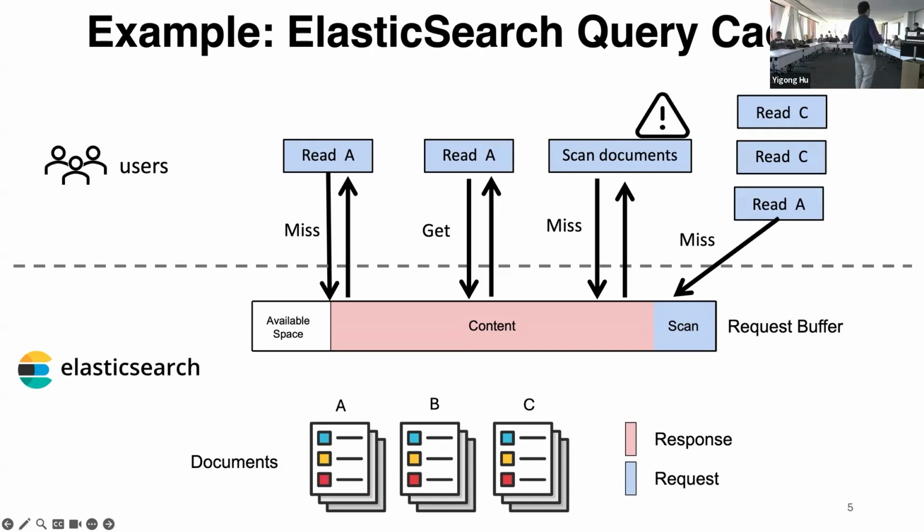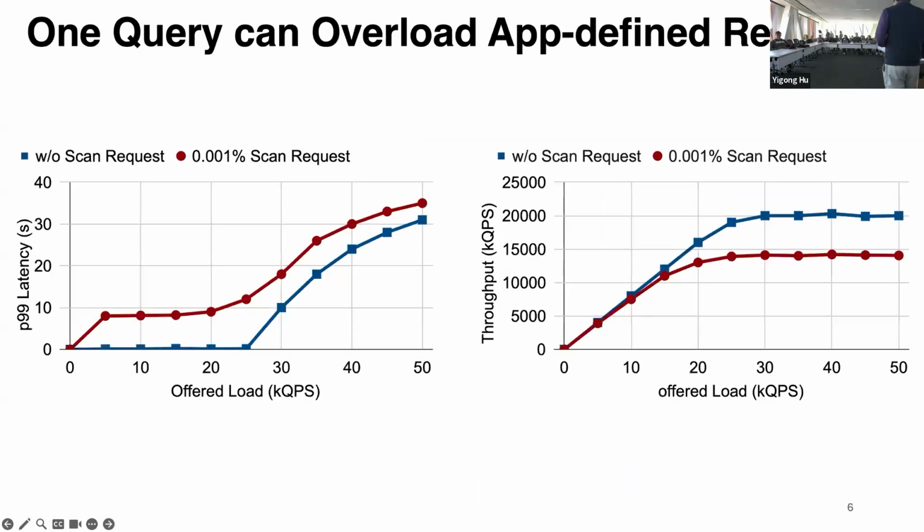From this example, we see that different from traditional resource overload, where multiple applications contend for system resources, now even one problematic query can hurt the entire system. That's why we did this experiment. We run this problematic scan query just once, together with 100,000 normal read-write queries, and we find that the tail latency can dramatically increase even with a very small workload. Also, the throughput is bounded to a low level, just 70% of the normal maximum throughput.